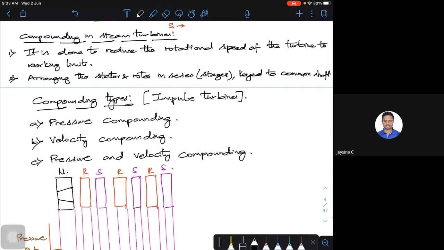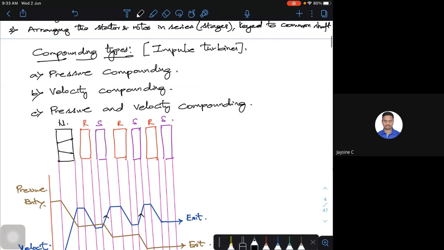Now, what will happen when I go for compounding? Compounding means, as we have already said, that I am going to reduce the speed within limits, because if the steam expands in one go, I'll get uncontrolled speeds, and balancing will have a lot of difficulties.